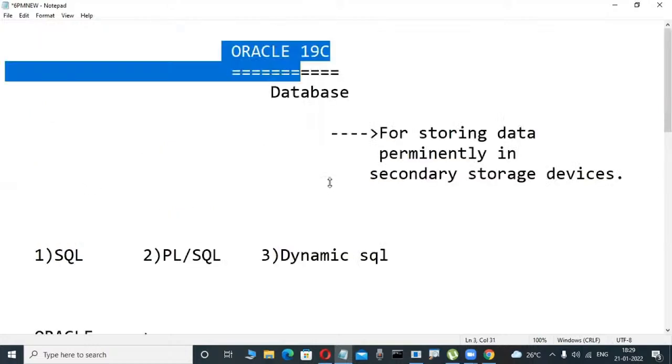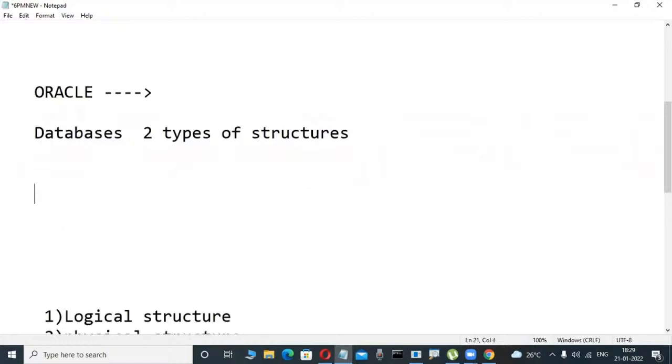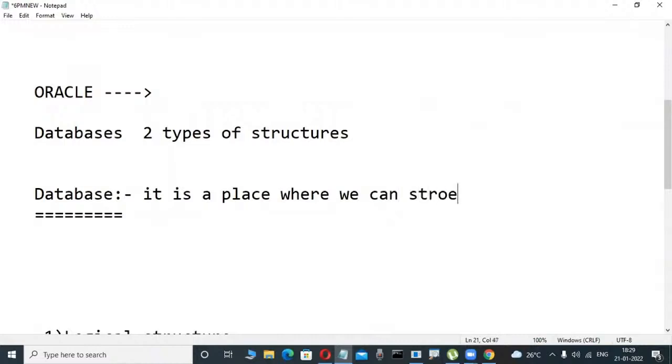Before we go on to tell what the logical and physical structures are in these database software, consider the database definition in books, which many fellows write like this. What is database? Anybody looking in Google or in books will find: it is a place in a computer system where we can store a structured collection of data. They are telling only that we can store a structured collection of data.